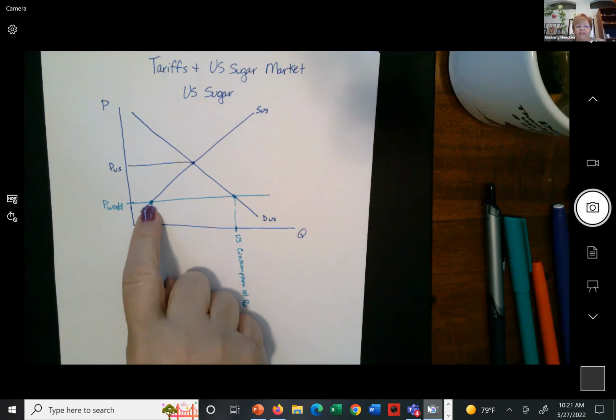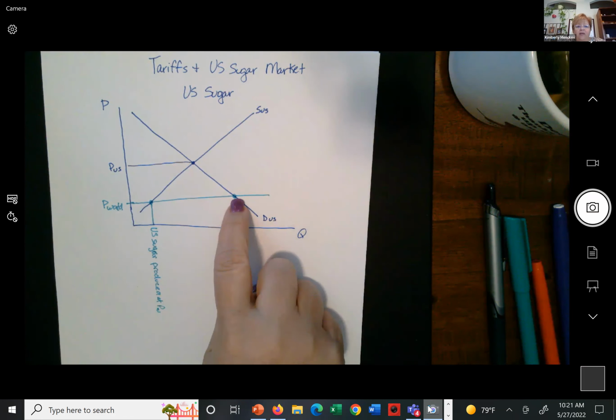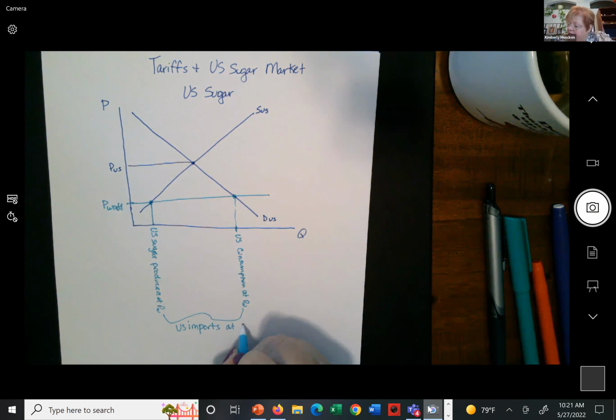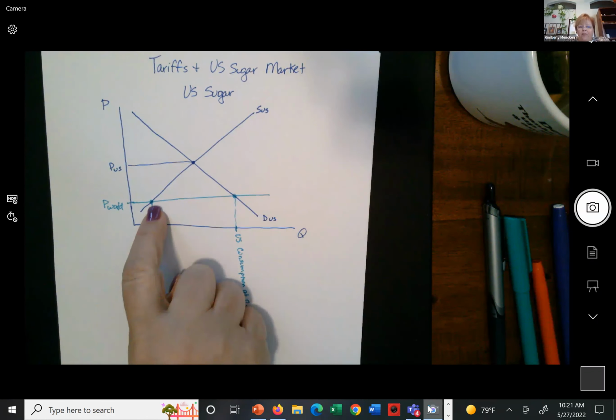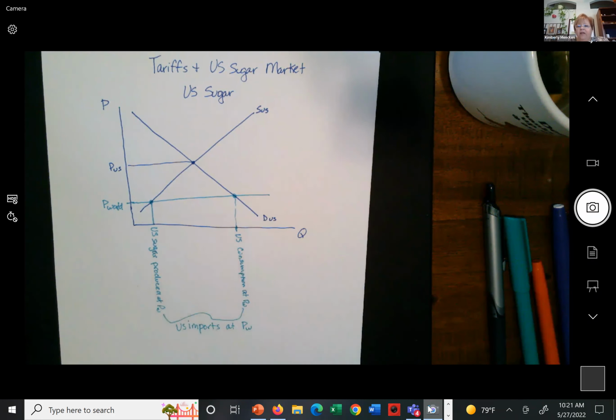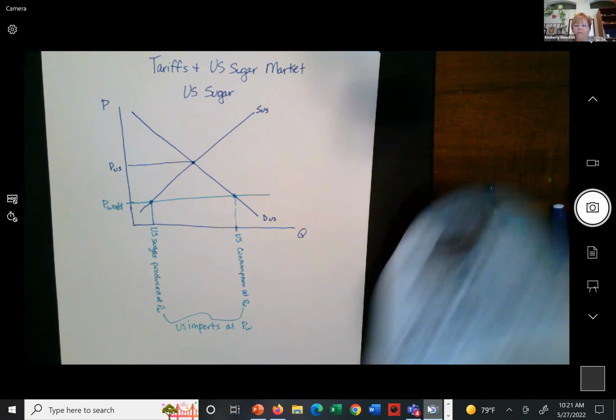So here's what the US produces. Here's what the US is consuming. The difference between the two is what we're importing. So this is our US imports at the world price. Whatever numbers here, maybe this is 100, maybe this is 500, then we would be importing 400 sugar. Y'all with me?